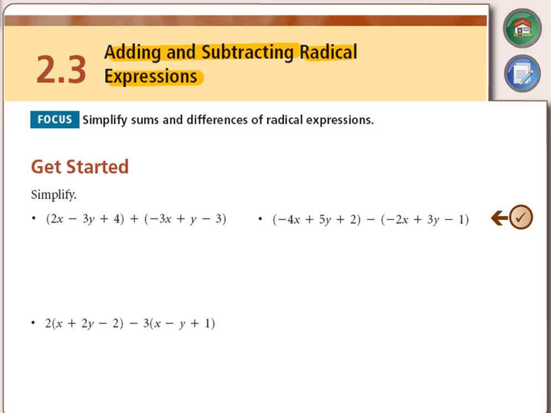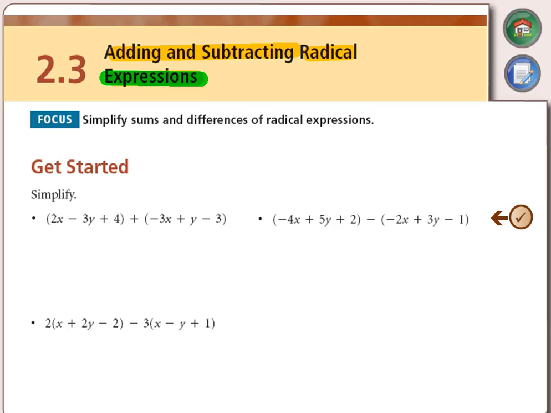And we're in 2.3. We are adding and subtracting radical expressions. Now, this is really going back to the same way that we added and subtracted regular polynomial expressions. Same rules are going to apply, or very similar rules. So let's look at our polynomials right here. 2x minus 3y plus 4. Those are polynomials. Add them.